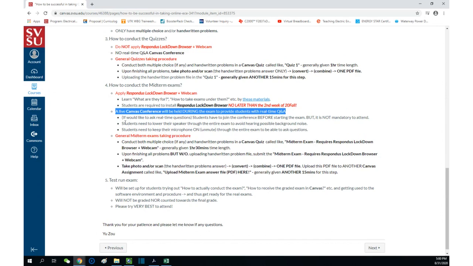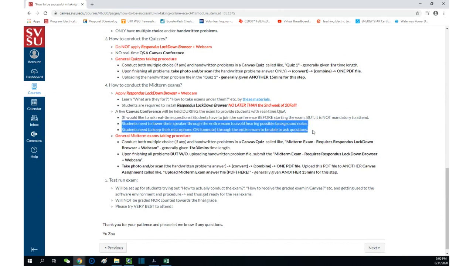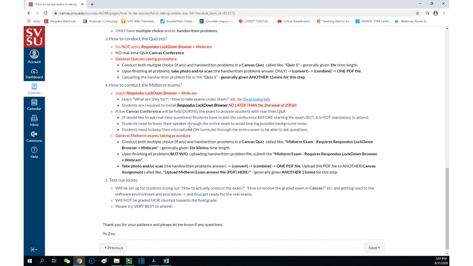If you decide to join a conference in real time, remember to unmute and keep your microphone on. Because if you mute it during the exam, you can't unmute it, and whenever you talk, I can't hear you. Does it make sense? Remember, keep it on. Lower down your speaker, because everybody has the microphone on and you might be bothered by the background noise.